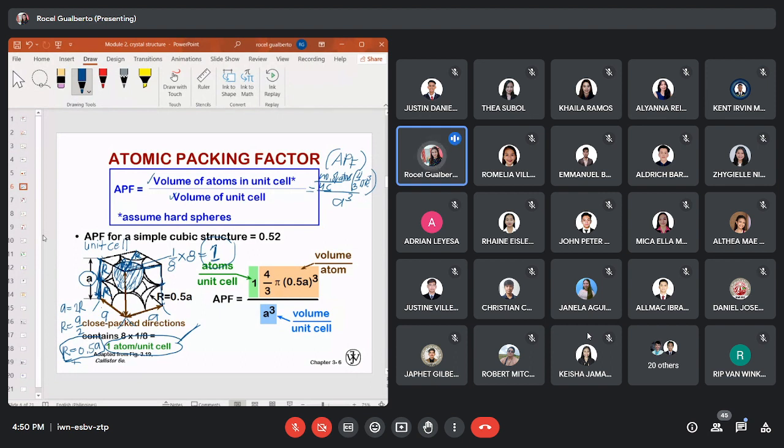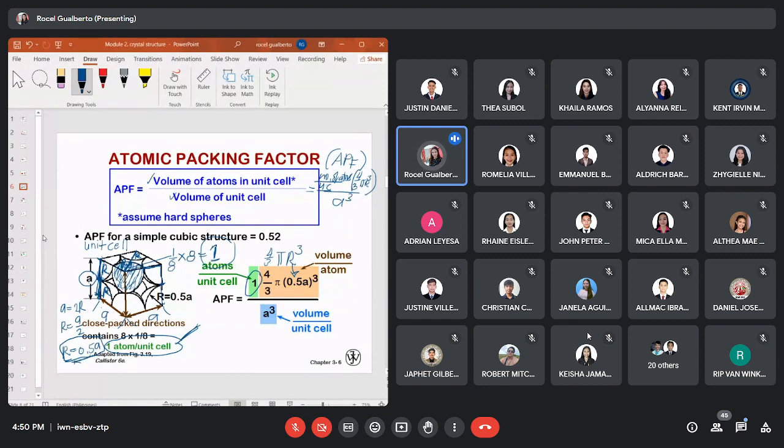Okay? So, tingnan po natin yan dito sa simple cubic. Okay? Let us solve for the APF. Okay? So, APF equal to the number of atoms per unit cell. So, nakita po natin, there would be 1. Okay? Sunod, this is the volume of the sphere. Ito po yun, 4 over 3 pi r cube. That's the volume of the sphere. In place of r, pinalitan po natin siya ng 0.5 of A.